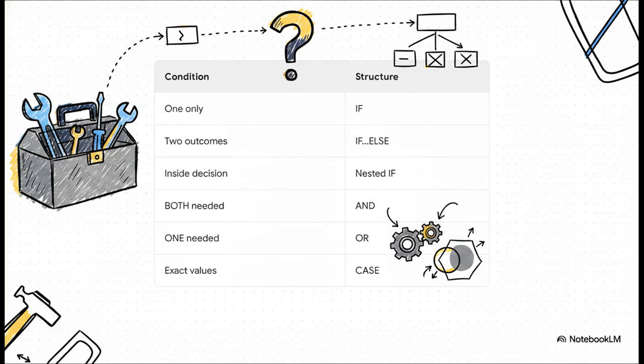Both conditions absolutely needed, and. Only one needed to pass, or. And one variable with many exact fixed values, use that beautifully organized case statement. Seriously, keep this logic table memorized whenever you read a new problem description. It will save you so much time.